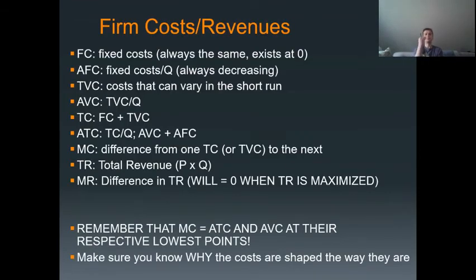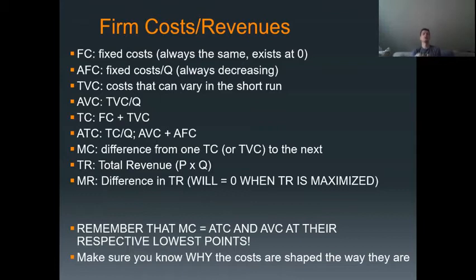Firm costs. This is a very important unit, unit 4. These are all the firm costs and revenues that you have to keep in mind. Fixed costs come up very frequently because fixed costs don't change. It's kind of a trick for people because it's always the same and it exists at zero. So if you shut down in the short run, fixed costs still exist. Average fixed costs, which is another favorite question of the AP test, are always going to be decreasing because it's fixed cost divided by quantity. Whenever you see the word average, it is always the total divided by the quantity. So in this case, total fixed cost divided by quantity gets you your average fixed cost.